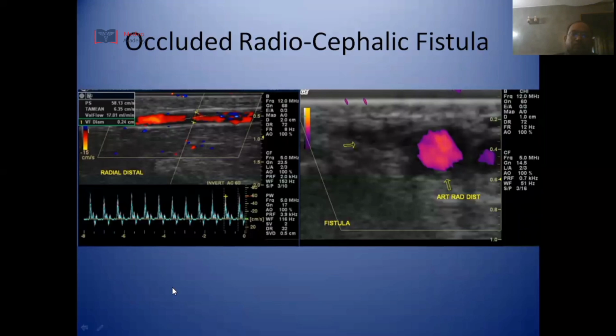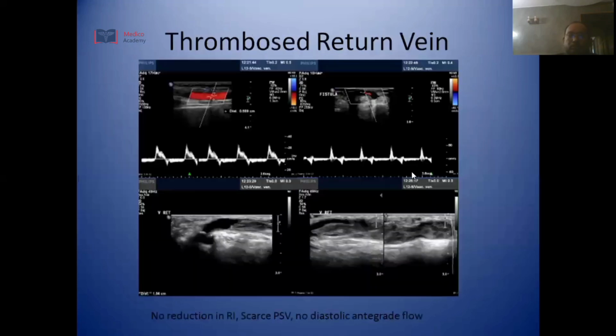This is an example of an occluded radiocephalic fistula. You see there is slow flow or loss of flow in some of the areas within the lumen, and on the cross short axis we are able to see that there is a mural thrombosis.